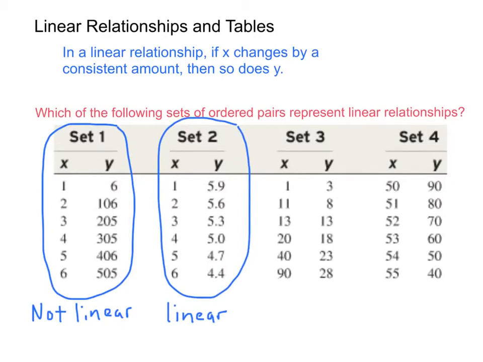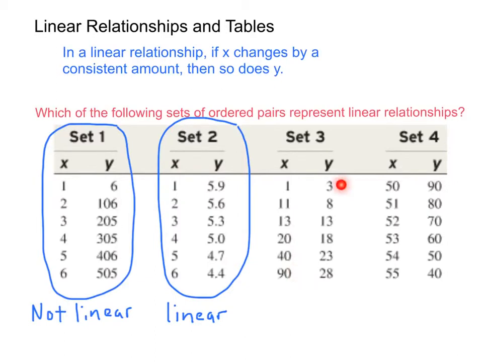Now let's look at set 3. Again, let's start with the x. X goes from 1 up to 11, so it went up by 10. Then it went up by only 2, then by 7, then 20, and then 50. It's jumping all over the place.